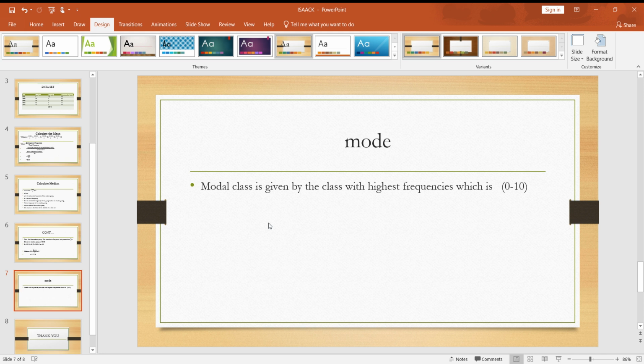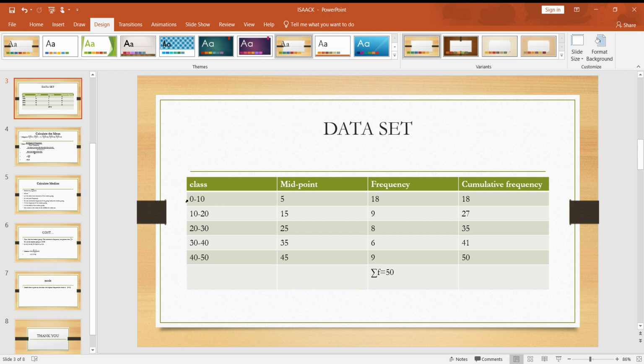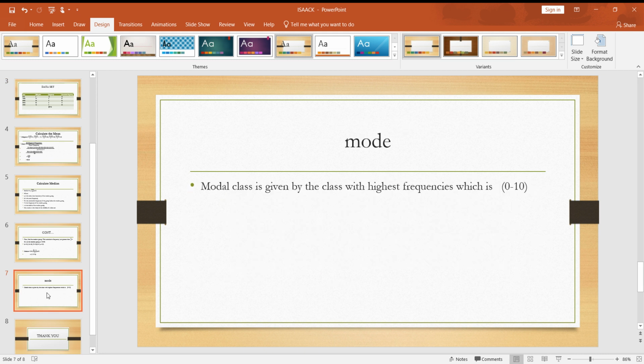The mode is given by the class with the highest frequency, which is 0 to 10. When you look at this data set, 0 to 10 has a frequency of 18. The others are 9, 8, 6, 9. The class with the highest frequency is 0 to 10, and that becomes our modal class.